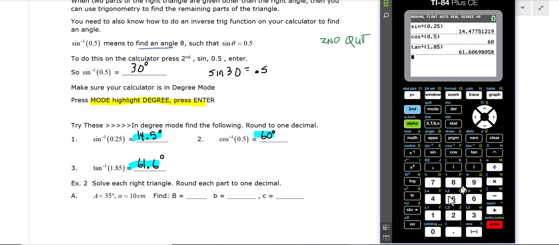So again, what this means is everything's in reverse. So I want you to notice, on this number 3, if I did the tangent of the answer, what do you think you'd get? Exactly, you'd be back to 1.85. So you're doing everything in reverse to get that angle. The purpose of this is when you're solving a right triangle, you have to frequently do this on the calculator to get a missing angle.